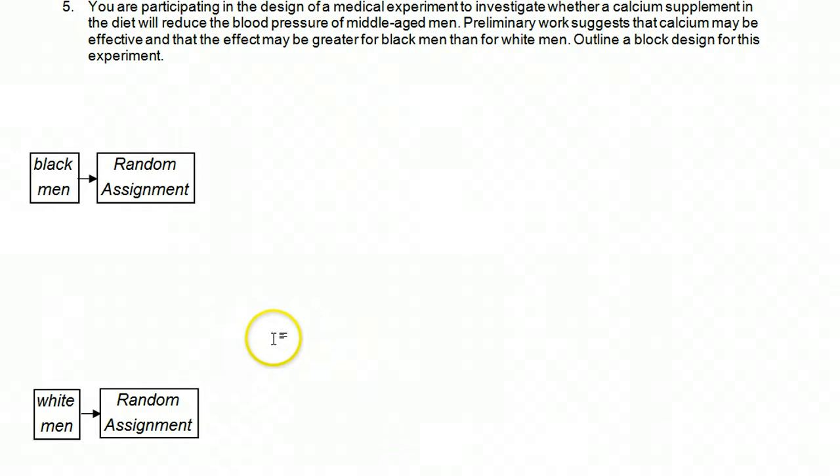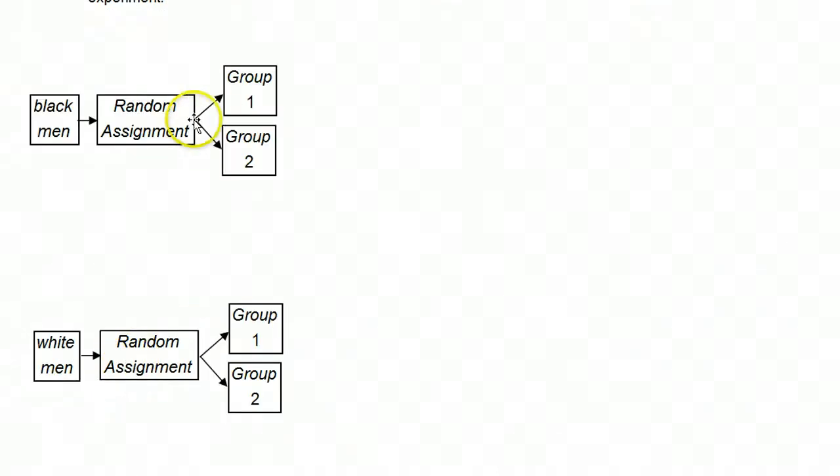To help remove some of the lurking variables and improve the reliability of our results, we always want to randomly assign our subjects to their groups. So let's put random assignment next. Now we're randomly assigning to their groups. So here the black men are randomly assigned to either group 1 or group 2, and here the white men are randomly assigned to group 1 or group 2.